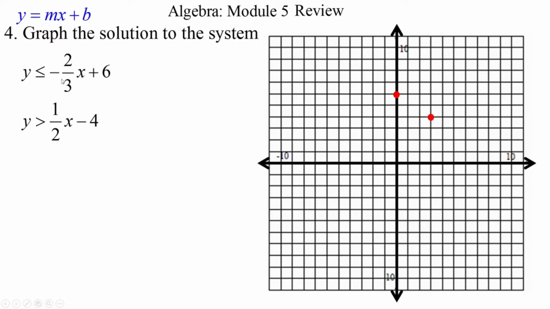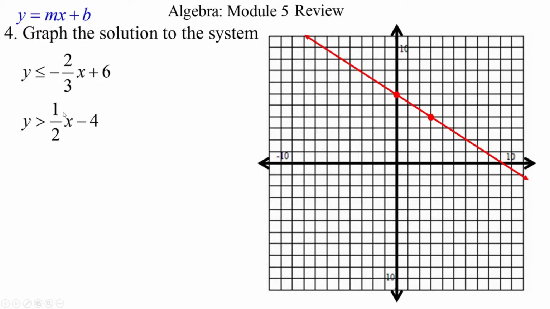Now, for an inequality, I need to know, is my boundary line going to be solid or dashed? And if there's an equal sign, the boundary line must be solid. So get out your ruler and draw a solid line that goes through those 2 points. And there's your boundary line for the inequality y is less than or equal to negative 2/3 x plus 6.